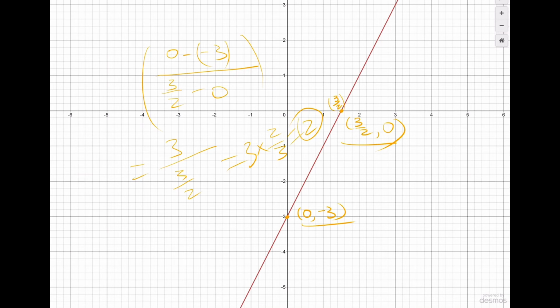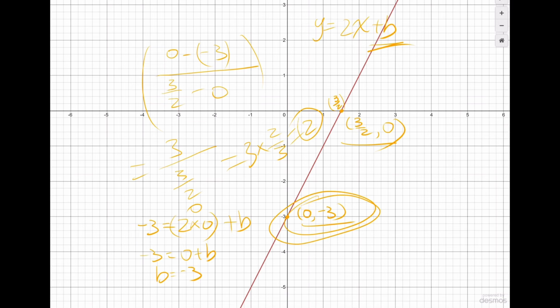That's our slope, meaning that our equation is currently looking like y is equal to 2x plus b. We don't know what the b is, so all we've got to do is to test it out. We're going to pick this point first to test it out on. y equals 2x plus b. So y here is negative 3, equal to 2 times 0, plus b. 2 times 0 is 0, so negative 3 is equal to 0 plus b. b is equal to negative 3, meaning that our equation should be y is equal to 2x minus 3.